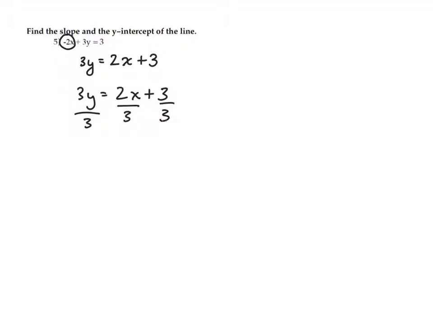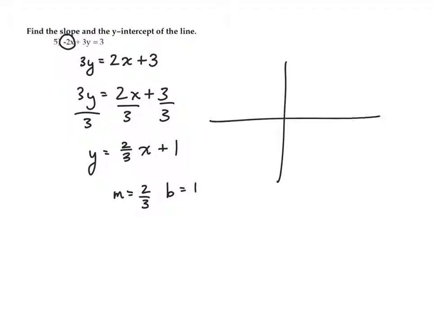Next one. Find the slope and the y-intercept. Oh, this is what I was just saying. So from here, I'm going to leave the 3y where it's at. I'll move the negative 2x over to the other side. It'll become a positive 2x plus 3. I want to get y by itself, so I'll divide this by 3, and this by 3, and this by 3. So y is equal to 2/3 x plus 1, since 3 divided by 3 is 1. So the slope is 2/3, and the y-intercept is 1.